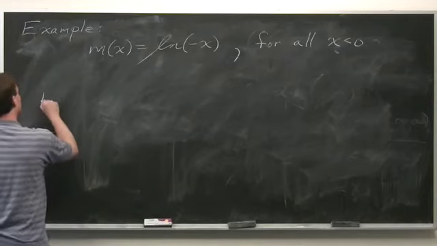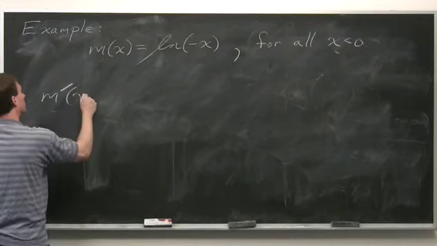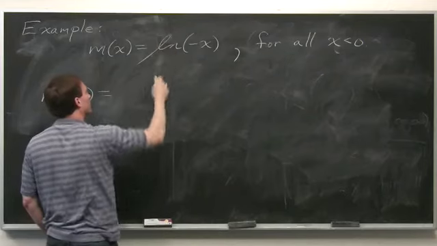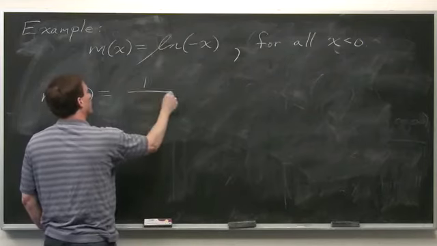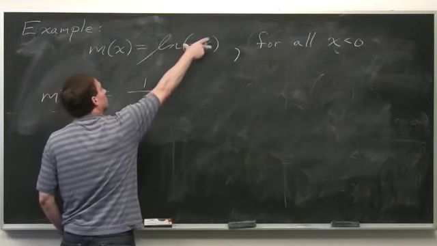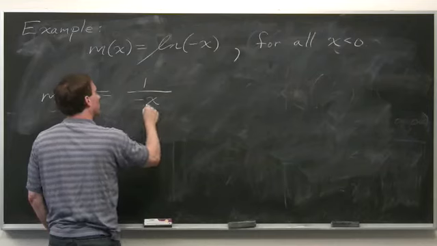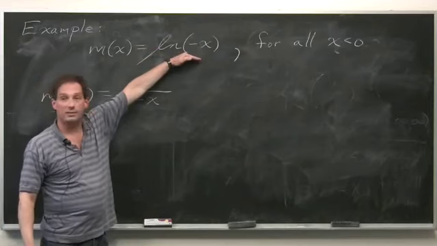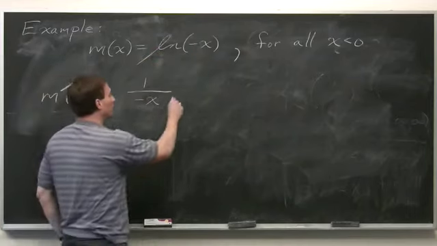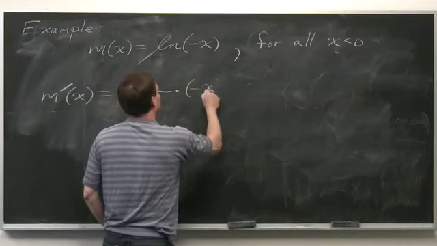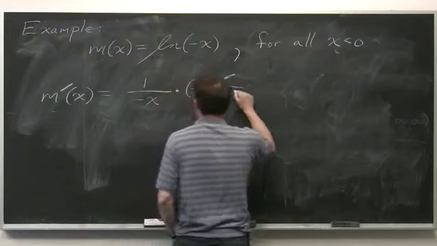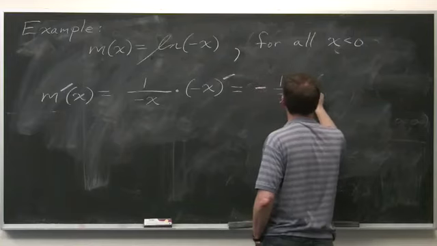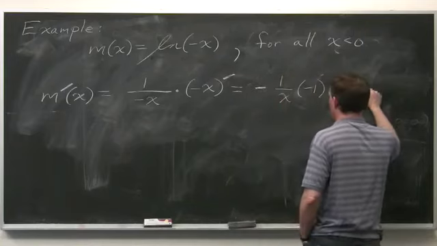We can apply the chain rule. What is m prime of x? You take the derivative of the outside function, natural log. So that's 1 over, and then you leave the inside stuff the way it was. But then the chain rule says you have to multiply that times the derivative of the inside function. This is minus 1 over x times a minus 1. This is 1 over x.